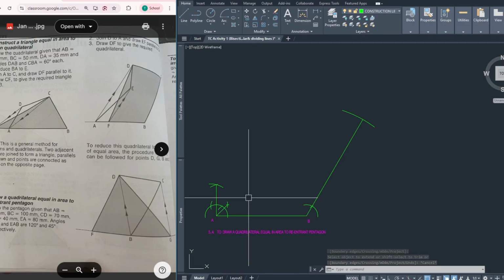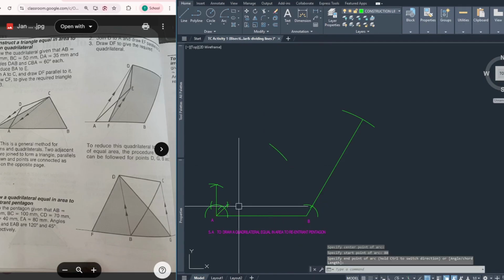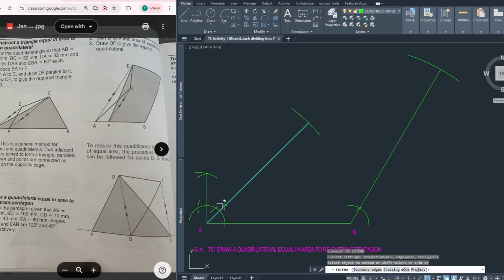Then now AE, let's look for AE. It's the same as EA and that's 80. So here, the little swing test, I'm starting right here. 80. Then extend.